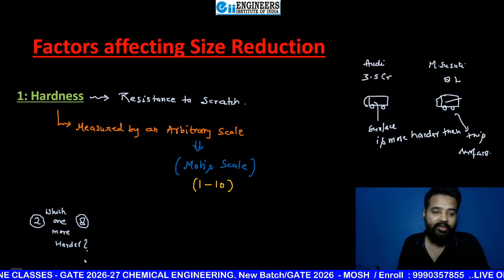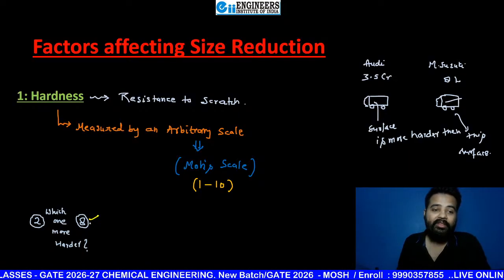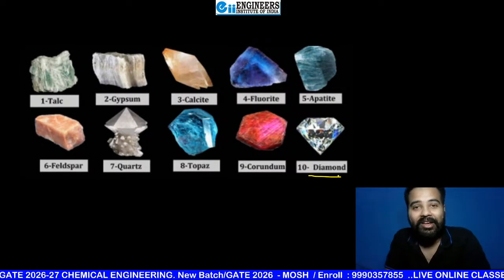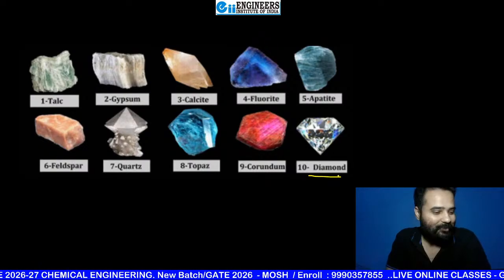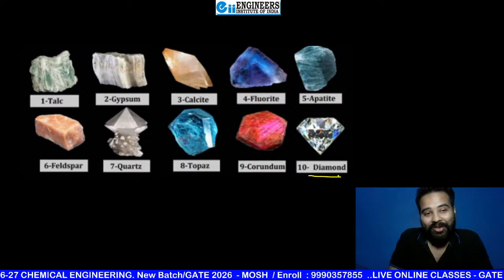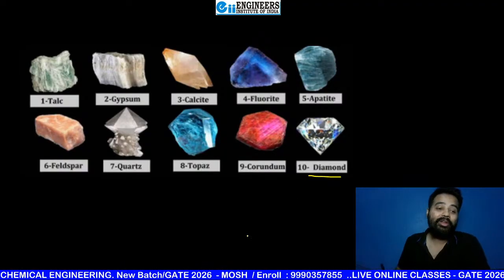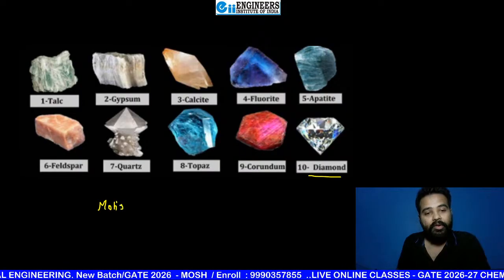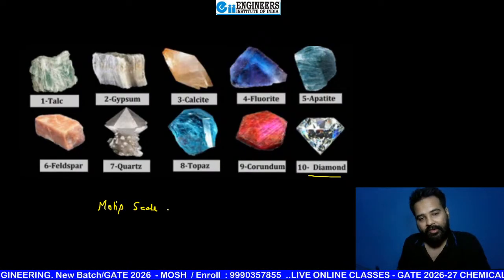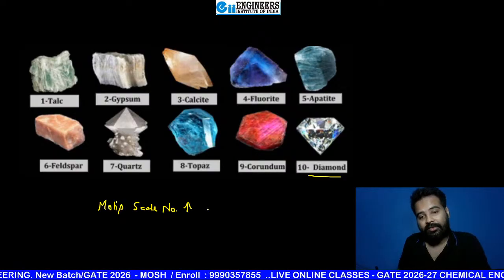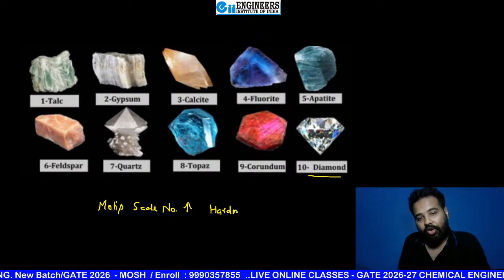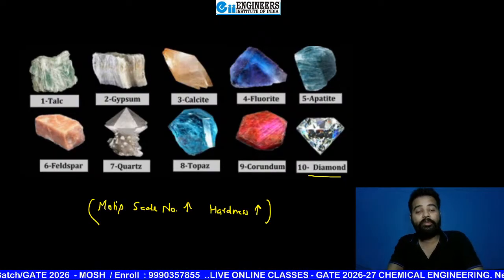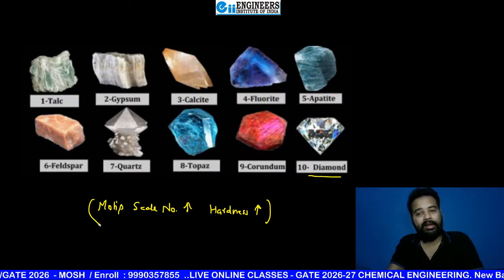Absolutely correct, my dear students, and I hope you got this answer with the help of this beautiful diamond, because everyone knows that a diamond surface is very, very hard. And if diamond is at number 10, then definitely if the Mohs scale number increases, that means the hardness of your material also increases. Okay, so I hope each and every student is crystal clear till now.